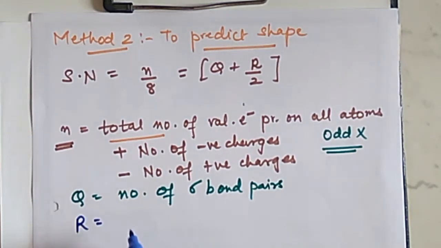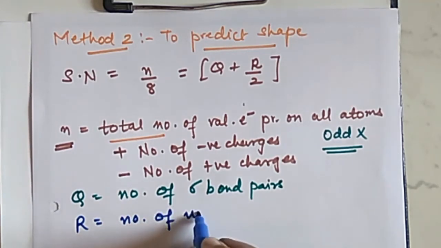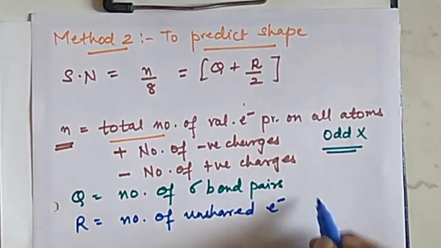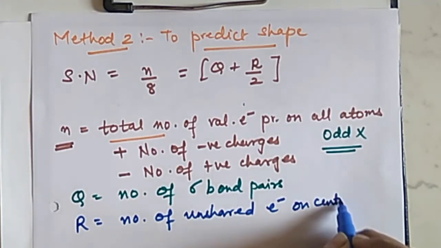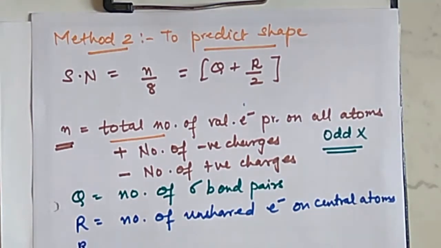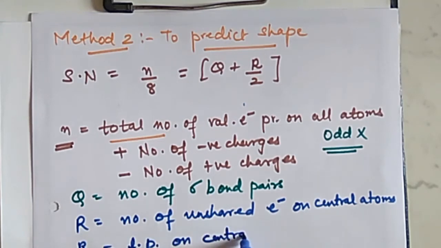R is the remainder that we get, and this gives you the number of unshared electrons on the central atom. That means if we divide it by 2, this gives you the lone pairs of electrons present on the central atom.